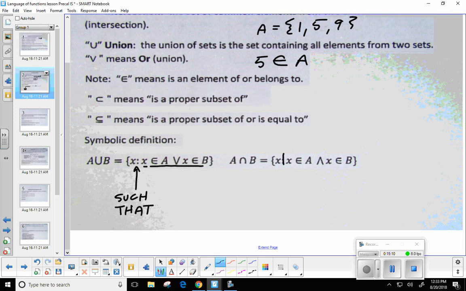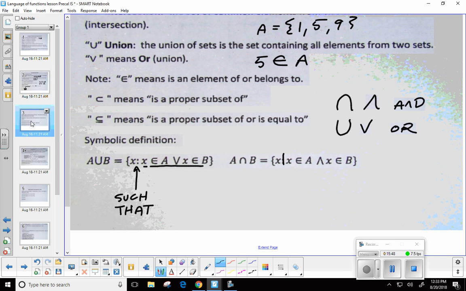Typically you'll probably see it as a colon, but if you see that little vertical slash, that still means such that. So this is the intersection of sets A and B. It's all values of x such that x belongs to A, and, because that's the intersection, x belongs to B. So remember, when you see these symbols, that's and, that's the intersection. Those are or, that's the union. All right, good.